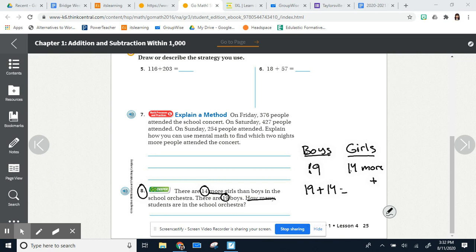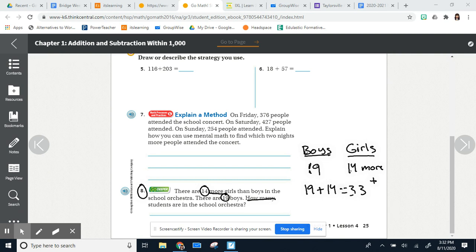Okay. I'm not going to go into all those steps of friendly numbers. I'm just going to add it. So 19 plus 14. And sometimes it's easier to stack. So 9 plus 4 is 13. I'm going to put my 3 there. I would be carrying a 1. 1 plus 1 plus 1 is 3. See, that's some of my own mental math right there. So I get 33. Well, 33 what? That would be the question, right?